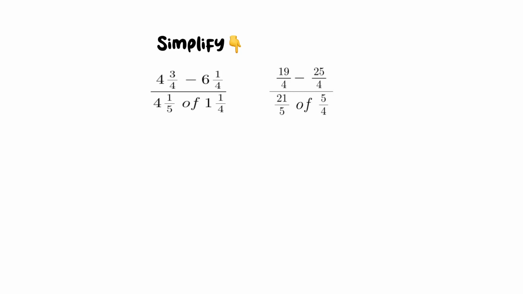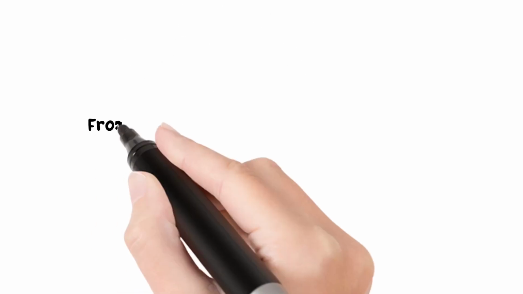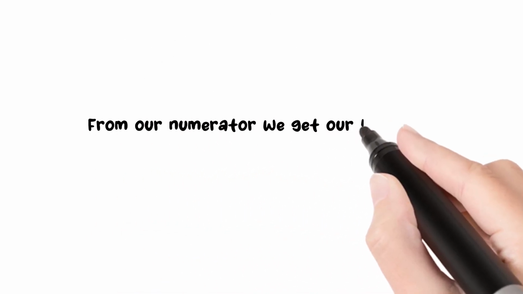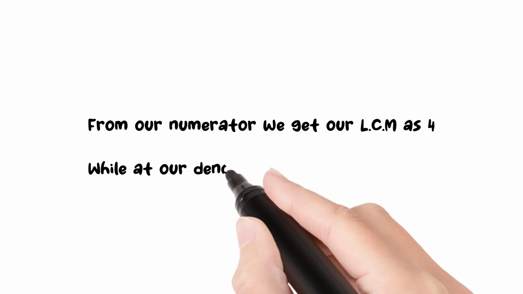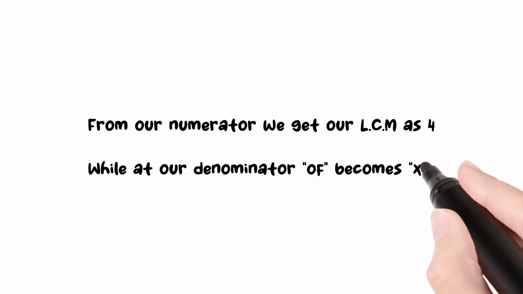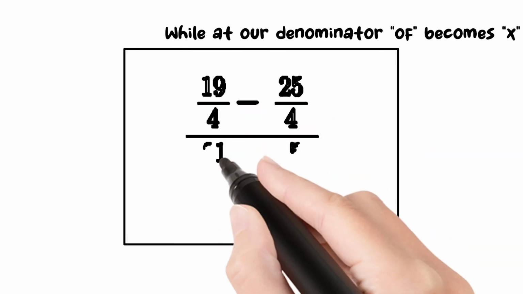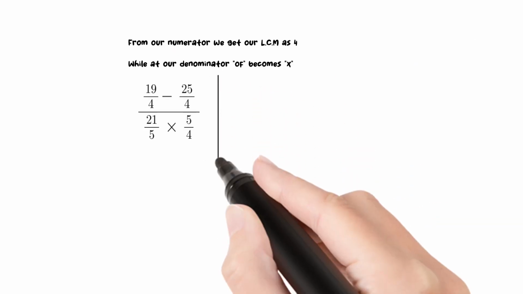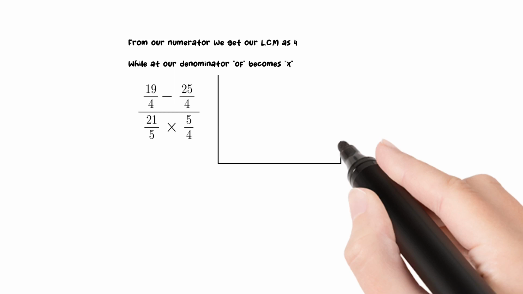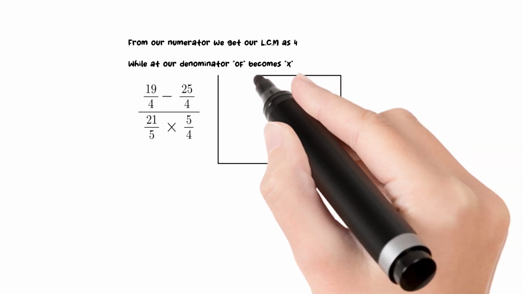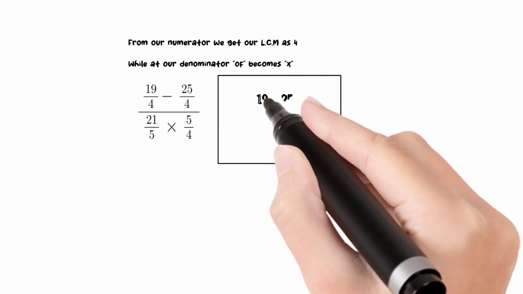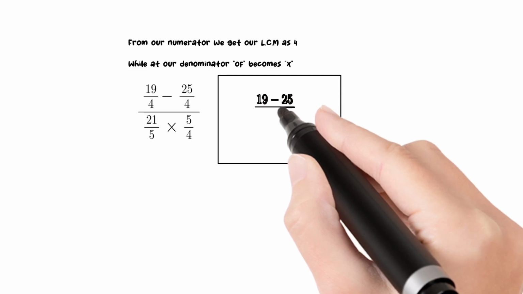Since both numerator and denominator have only one sign, we solve them differently. From the numerator, we get our LCM as 4, while at our denominator, it becomes times. Therefore, having an LCM of 4 at our numerator, we proceed: 4 divided by 4 gives us 1. 1 times 19 gives us 19.